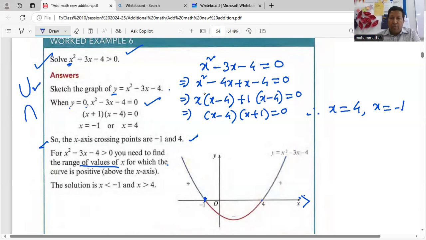So when x is less than minus 1, the curve is positive, that means greater than 0. So we have to write x less than minus 1. And when x is greater than 4, the curve is positive. So you have to write x less than minus 1 and x greater than 4. So this is worked example 6.